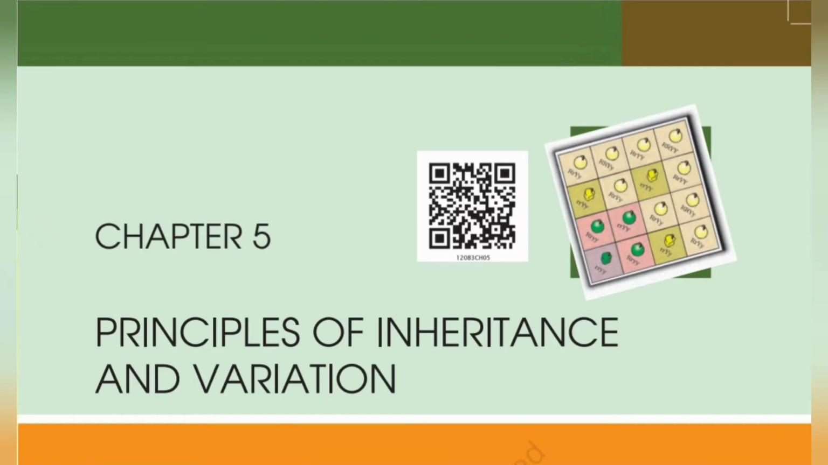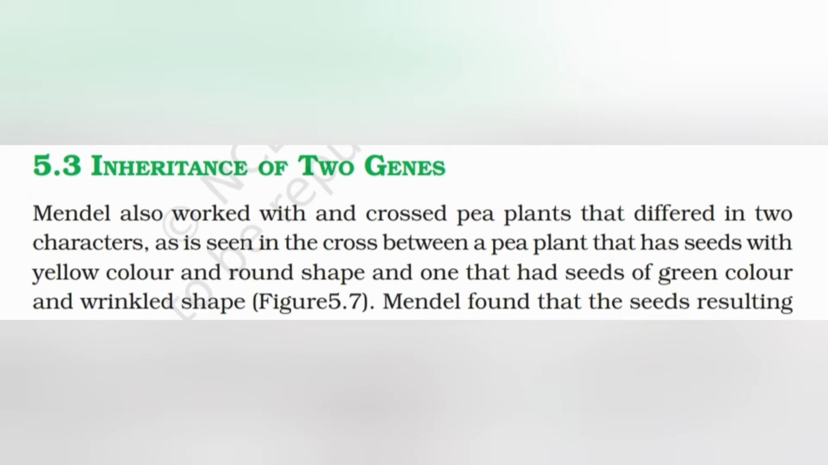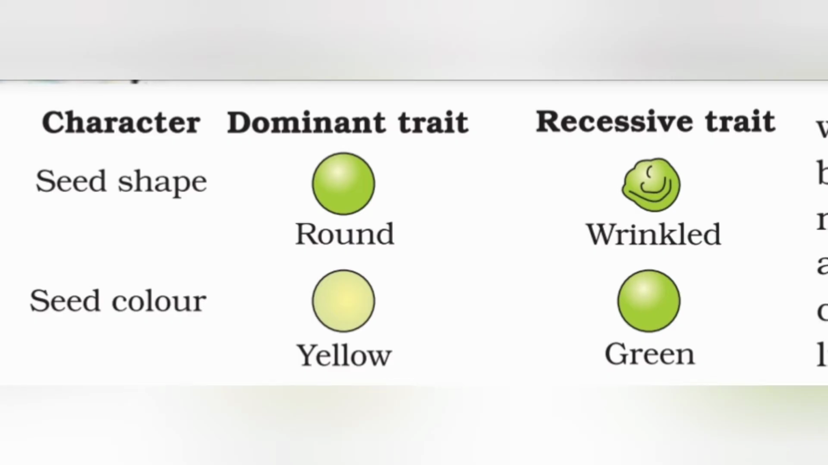Good morning, students. Today we are going to start with the next topic of chapter 5, inheritance of two genes. Mendel also worked with and crossed pea plants that differed in two characters, as seen in the cross between a pea plant that has seeds with yellow color and round shape and the one that had seeds of green color and wrinkled shape. We can see here that round and yellow are the dominant characters while wrinkled and green are the recessive ones.